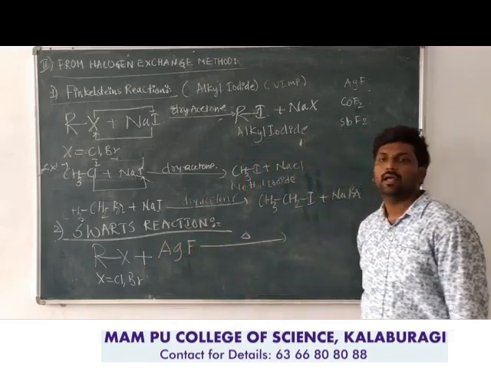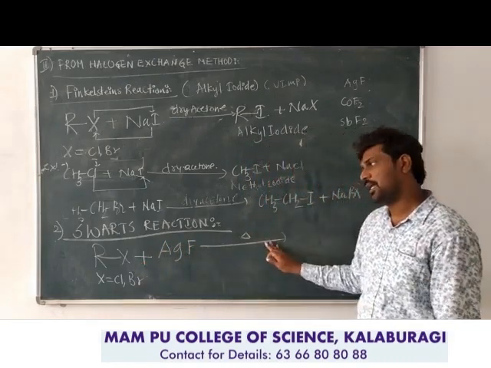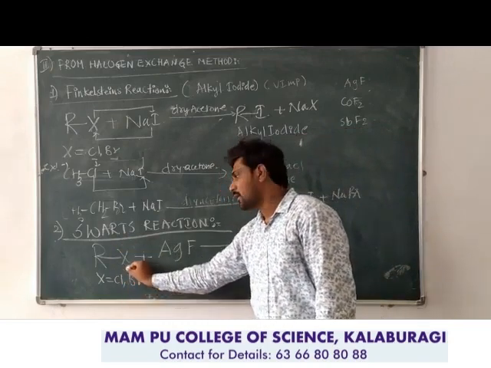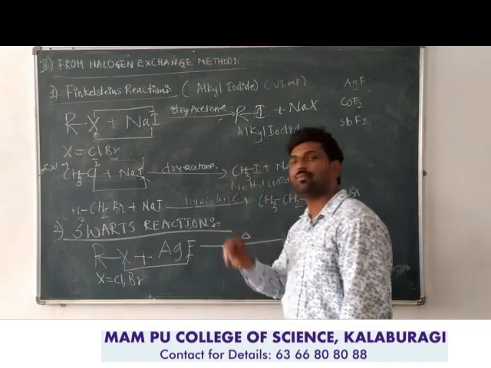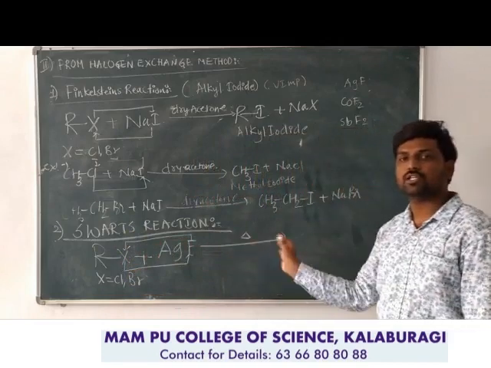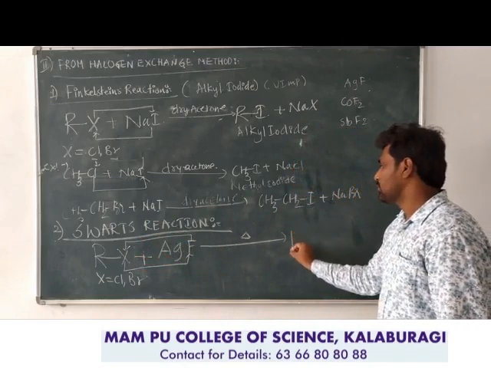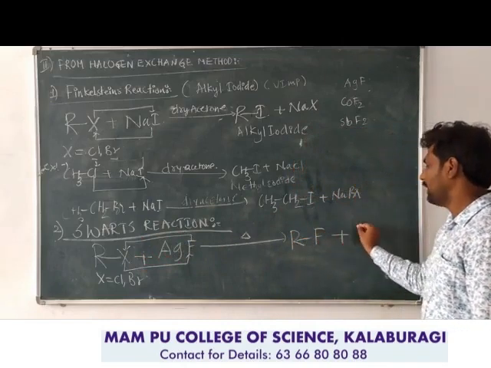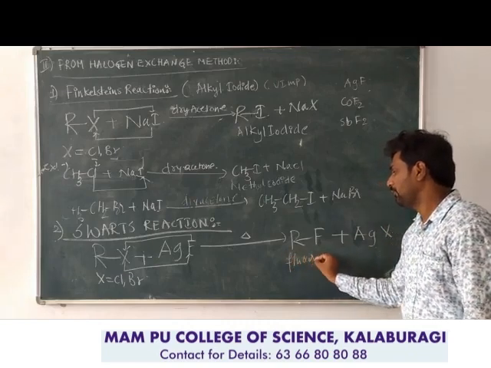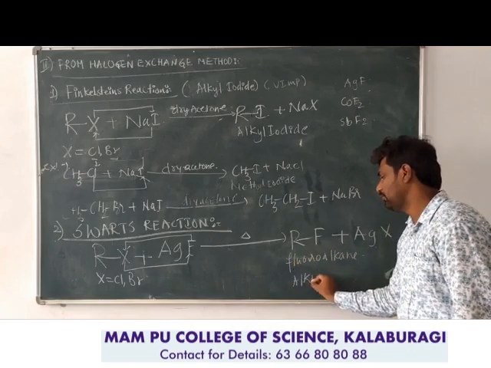Just heat it. When alkyl halide is heated with silver fluoride, after mixing with each other and heating, the halogen of the alkyl halide is replaced by fluorine, and the fluorine replaces the halogen. Halogen exchange takes place. X comes to this side, and fluorine attaches to the alkyl part. So we get alkyl fluoride plus AgX. This is fluoroalkane or alkyl fluoride.